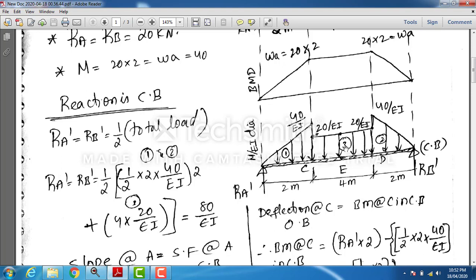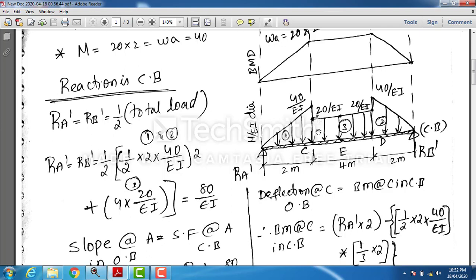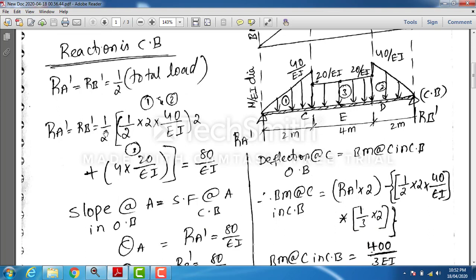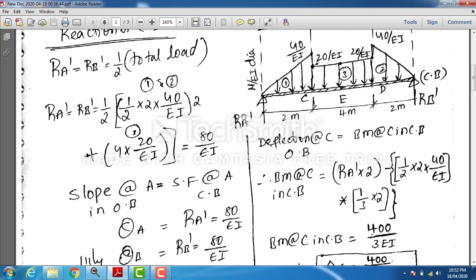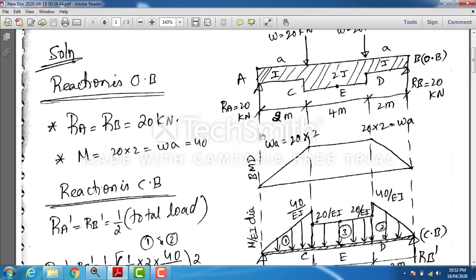Here I have divided this into 3 areas: 2 triangles and 1 rectangle. Area 1 and area 2 are triangles, and area 3 is a rectangle. These two are the same. Half into base, which is 2, into height, which is 40. Like this we have two areas, 1 and 2, so I am multiplying this by 2, plus this rectangle whose width is 4 and height is 20. In total we get 160, and dividing by 2 you get 80 by EI. So simply, the slope at A in the original beam is equal to the shear force at A in the conjugate beam.